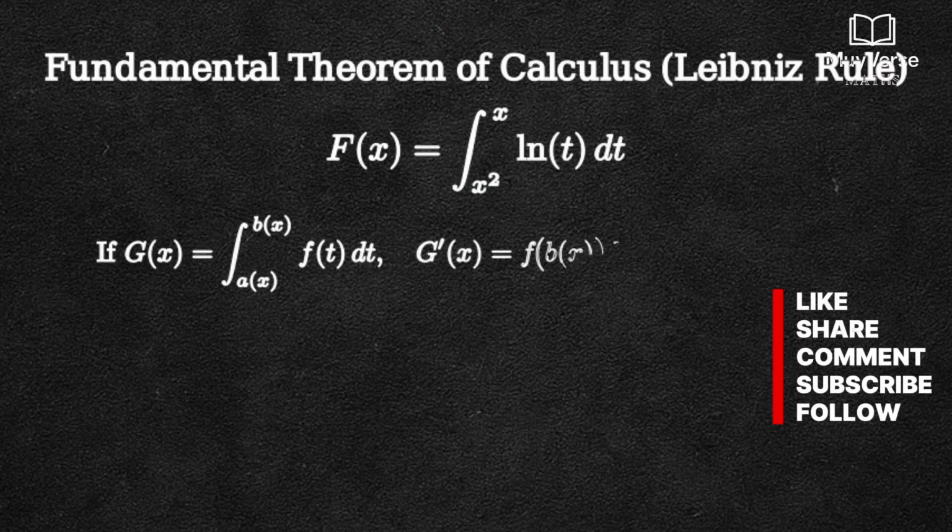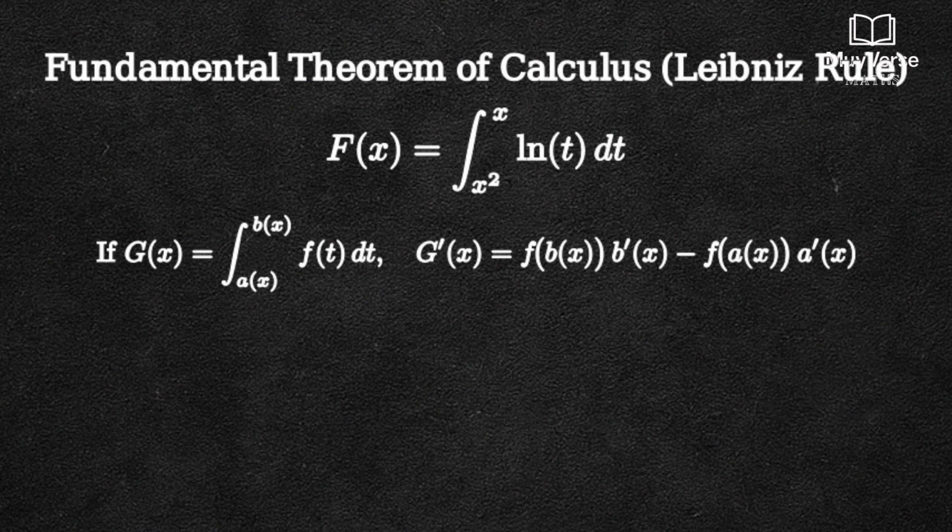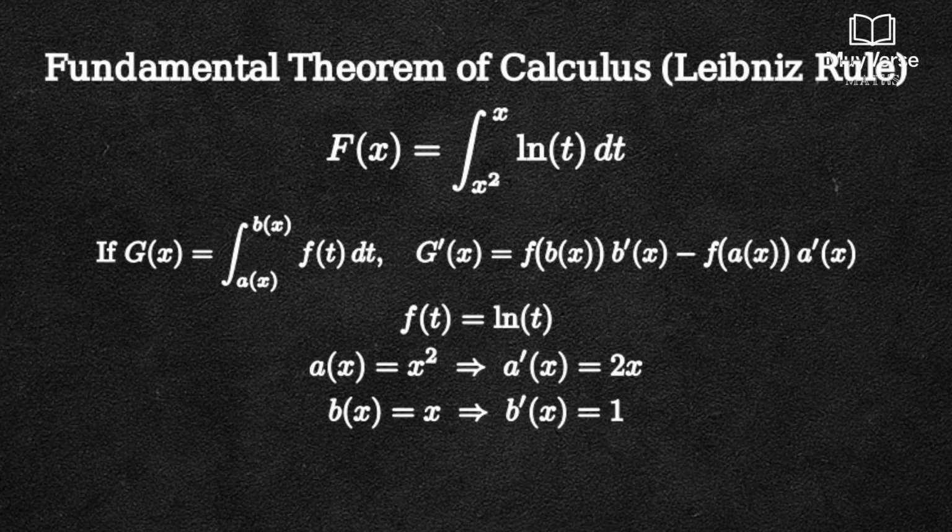If G of x equals the integral from a of x to b of x of f of t dt, then the derivative G prime of x equals f of b of x times b prime of x minus f of a of x times a prime of x. Now, let's identify the pieces for our problem. Step 2. Plug into the formula exactly as written.